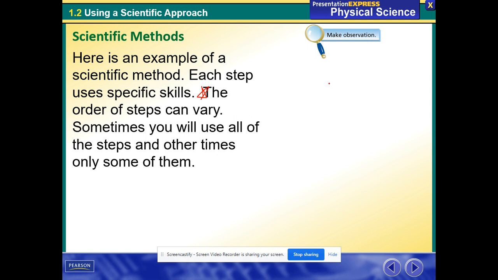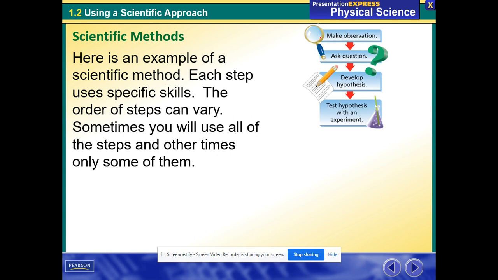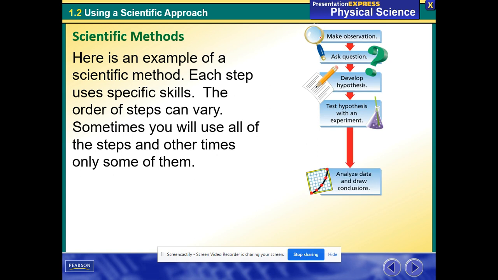So let's go through the general approach for the scientific method. First is to make an observation. Next, you generally ask yourself a question. You start getting curious. Then you're going to develop a hypothesis. Generally, a hypothesis is like, I think that so-and-so is going to happen. Then you're going to test that hypothesis with an experiment. That experiment is going to get you data, and you're going to use that data to draw conclusions.